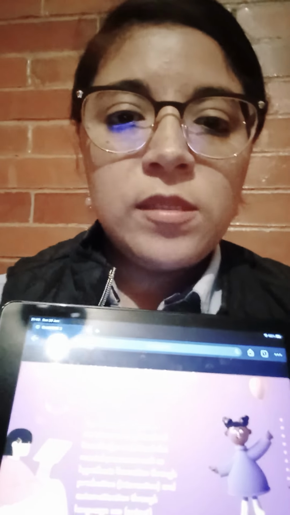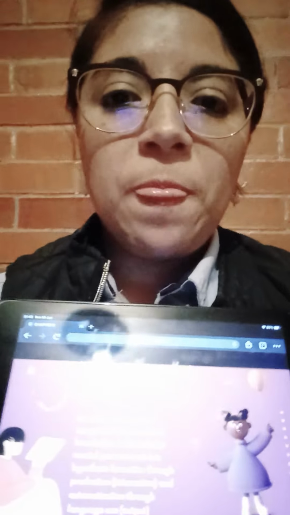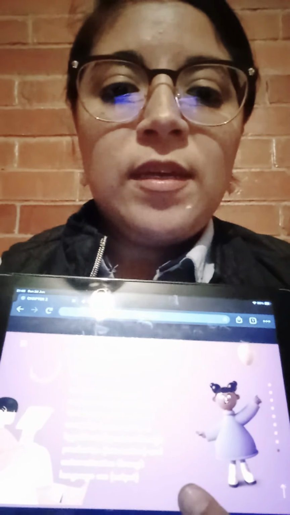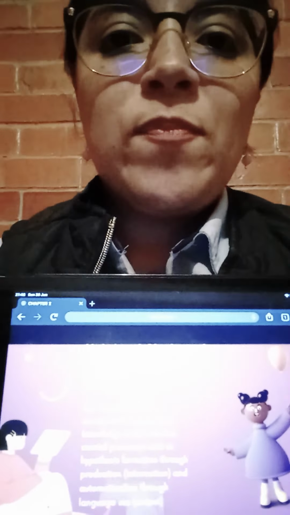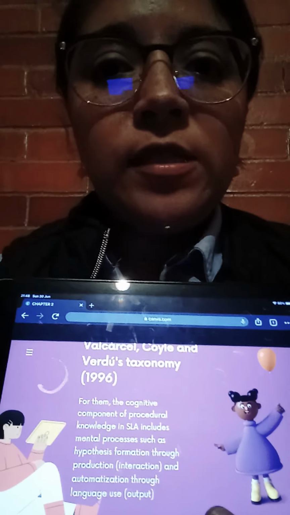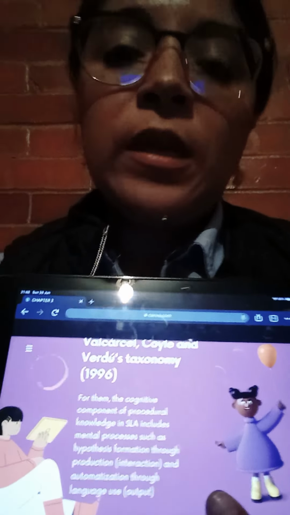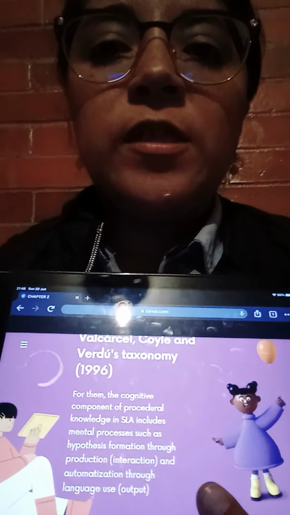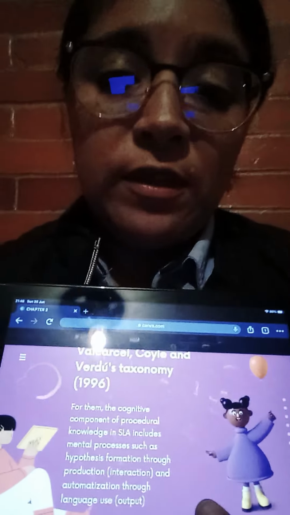Now, Barker, Coyle, and Verdus taxonomy. They said that for them, the cognitive component of procedural knowledge in SLA includes mental processes such as hypothesis formation through production, interaction, and automatization through language use, the output.